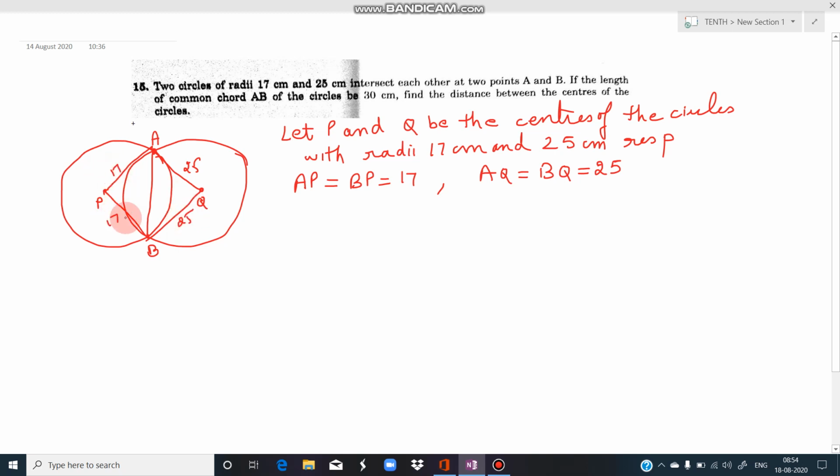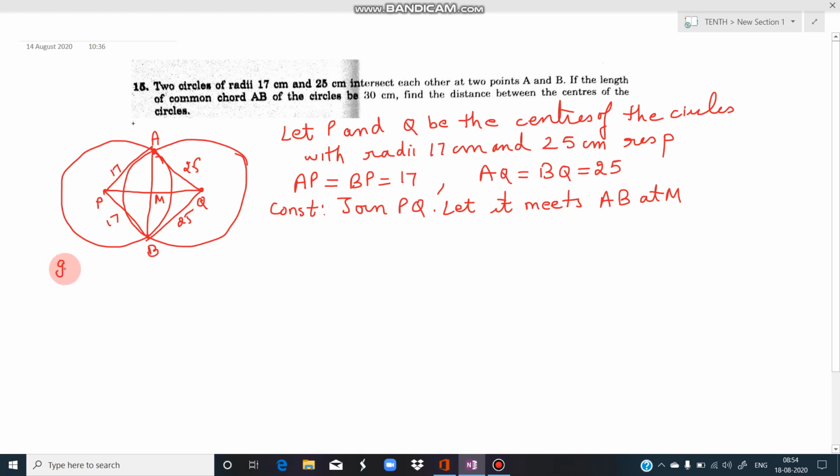This is 17. Now we do a construction here, that is we join this PQ. We join this PQ, but we don't know whether AB is perpendicular to PQ or not. So this thing we'll have to prove, that AB and PQ are perpendicular, then only we can apply Pythagoras theorem and find out the distances. So we join PQ and let us suppose that it meets this AB at the point M. We take this point as M.